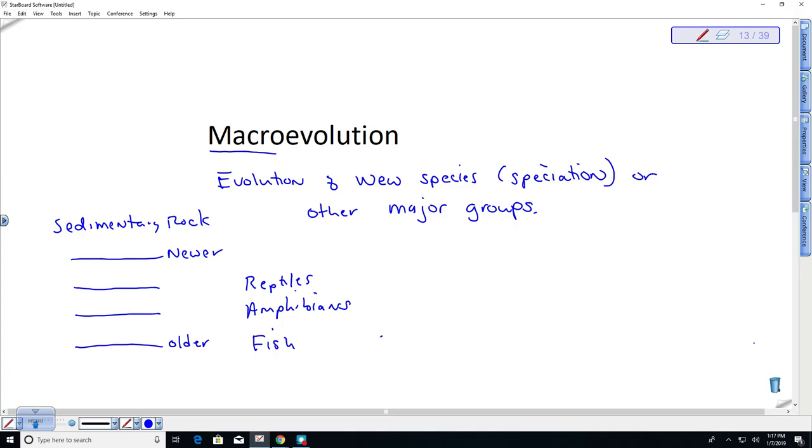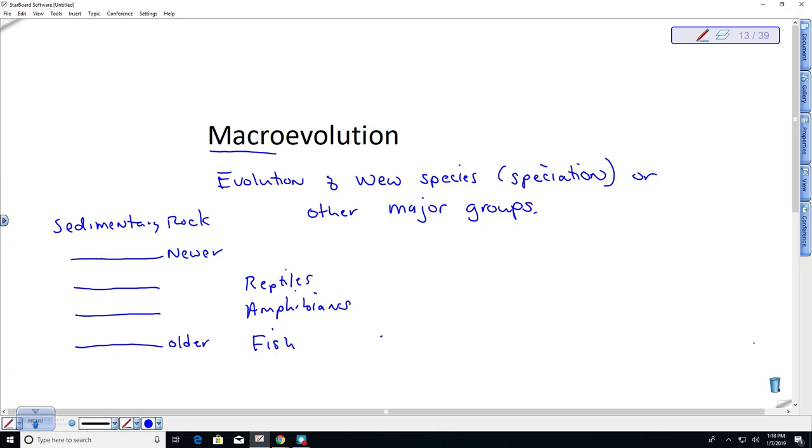Something interesting that has come about recently is that they've reclassified birds. Birds used to be in a separate group, but now they call them reptiles. So birds are in the reptilian group, in the reptilian class, actually.